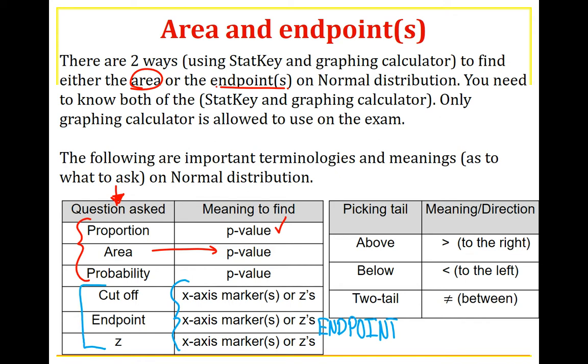When you're picking a tail, we've had this discussion a couple of times already. Above means greater. Below means less. And two tail means between. Okay?